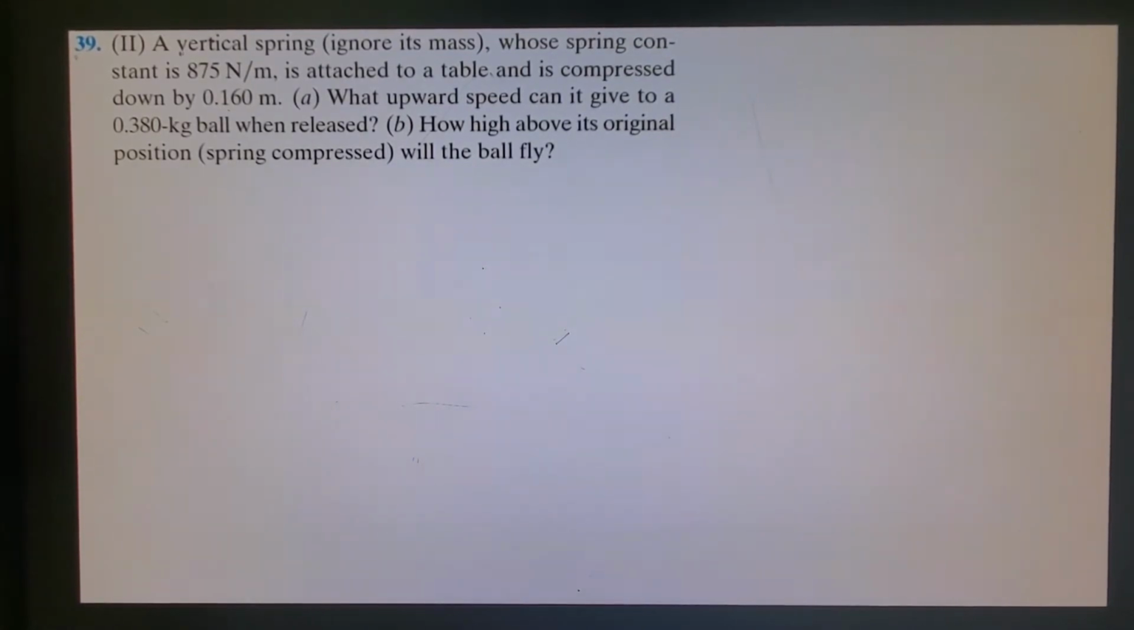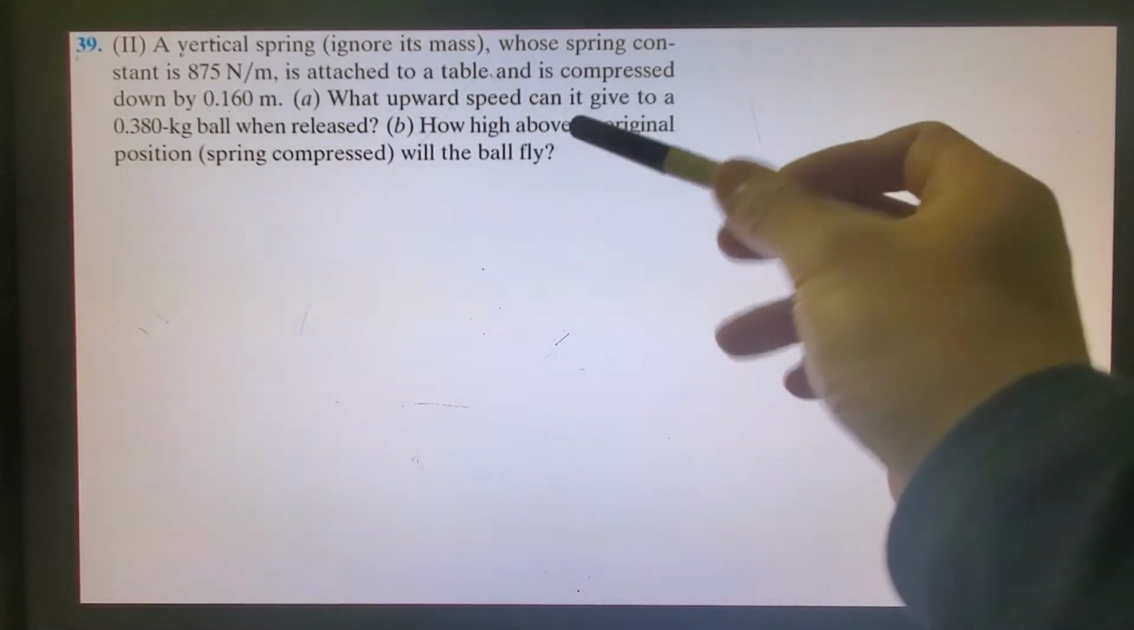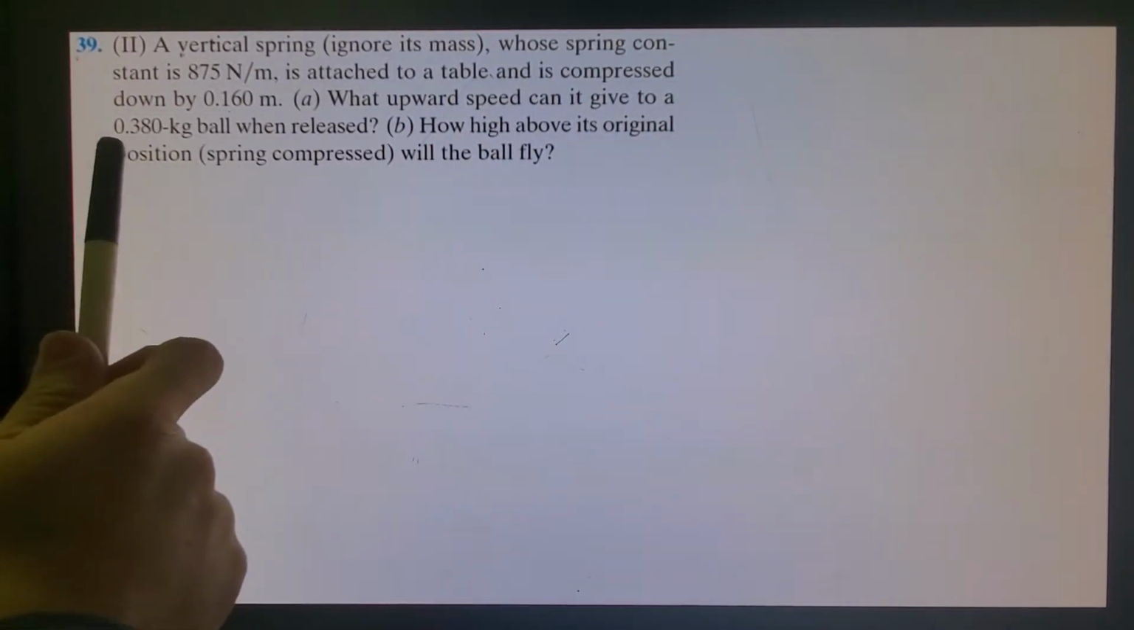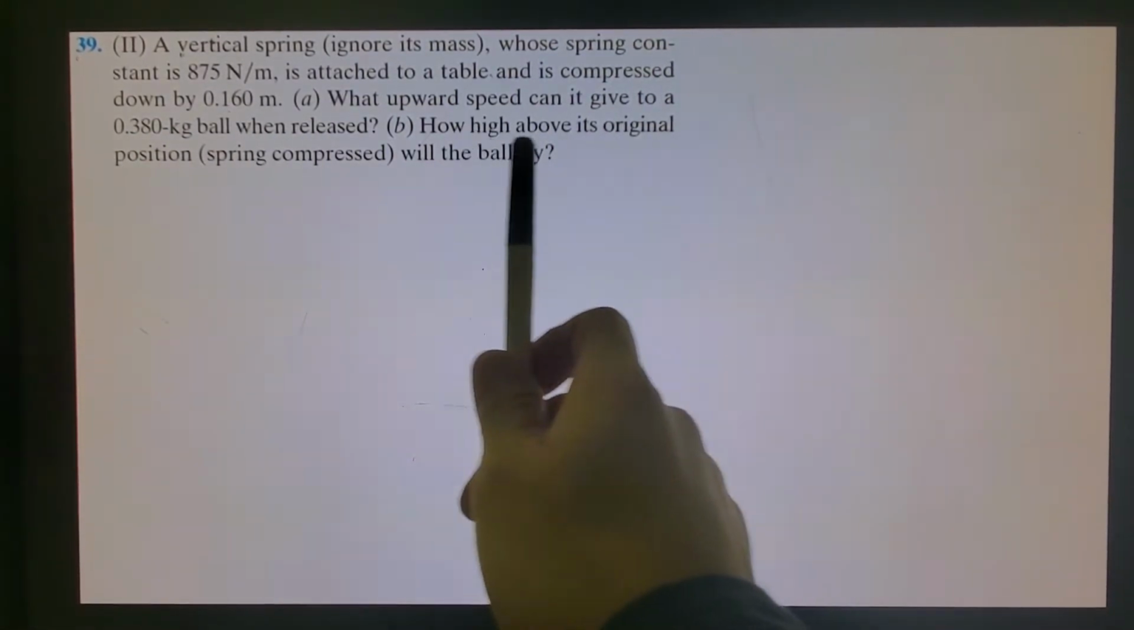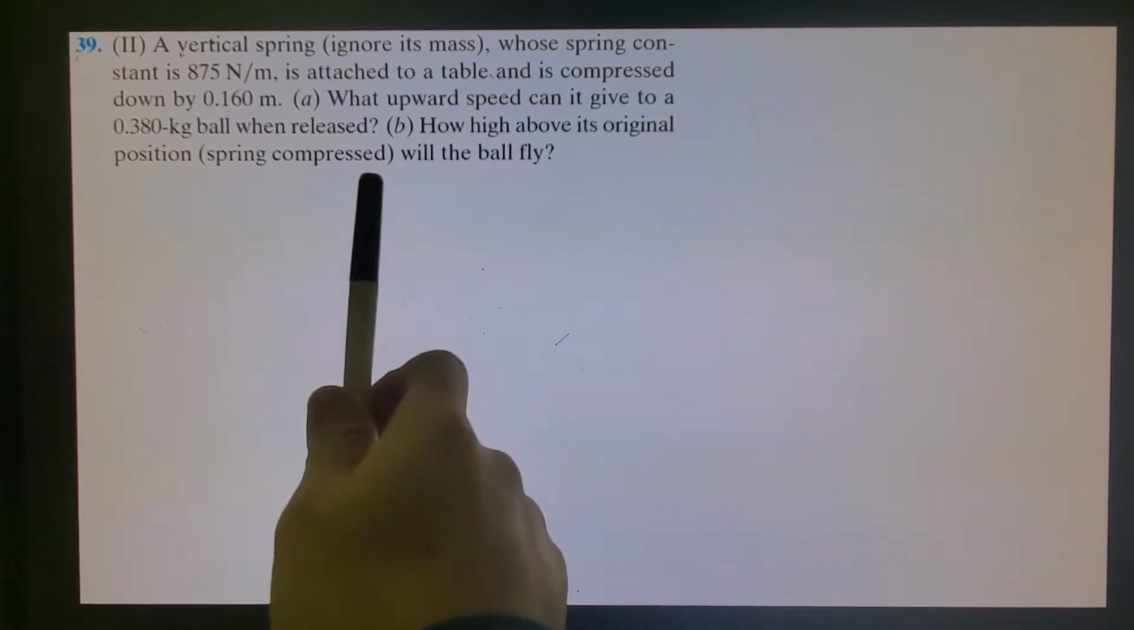All right, a vertical spring whose spring constant is 875 Newton per meter is attached to a table and is compressed down by 0.160 meter. What upward speed can it give to a 0.380 kilogram ball when released? And how high above its original position?